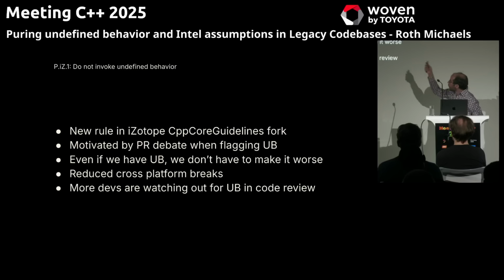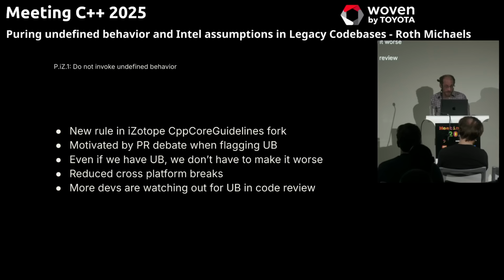And so once we had this rule, do not invoke undefined behavior, it was no longer a code review discussion. If someone noticed UB somewhere, we just committed that we had to fix this. The idea is that even if we have UB in our code base, that doesn't mean we have to make it worse. In our new code, we should strive to not have undefined behavior. And we want to reduce cross-platform breaks, and we want more devs watching out for UB in code review.